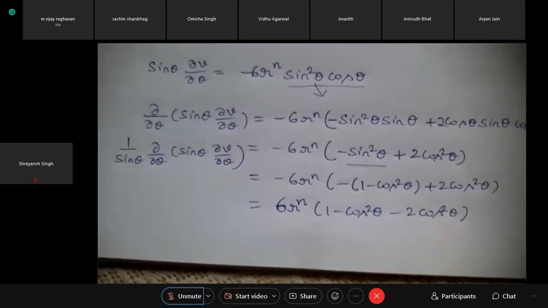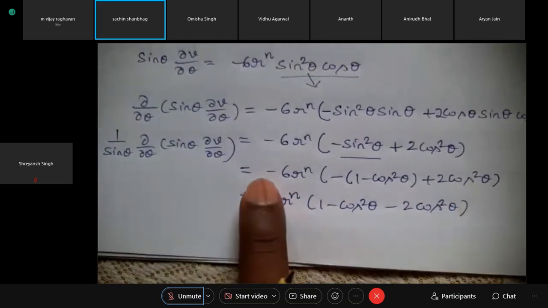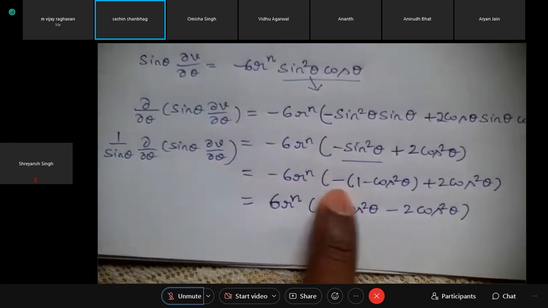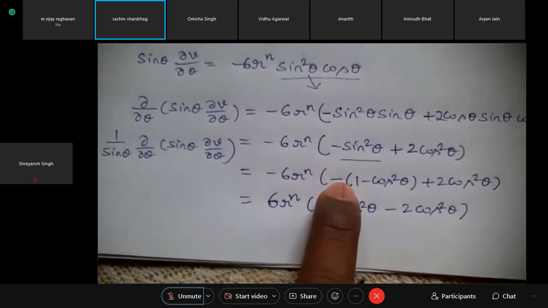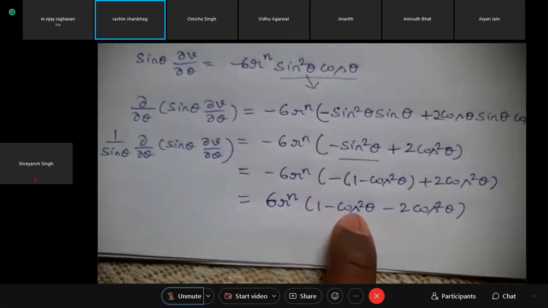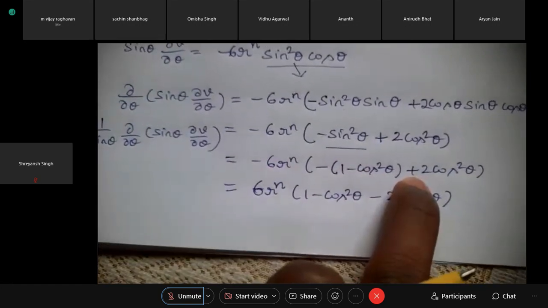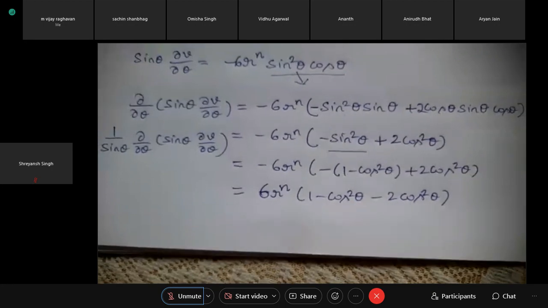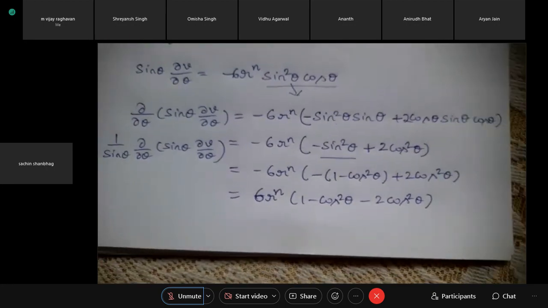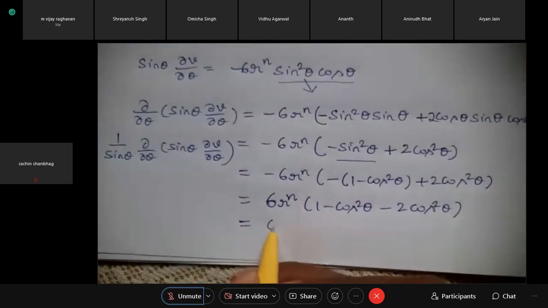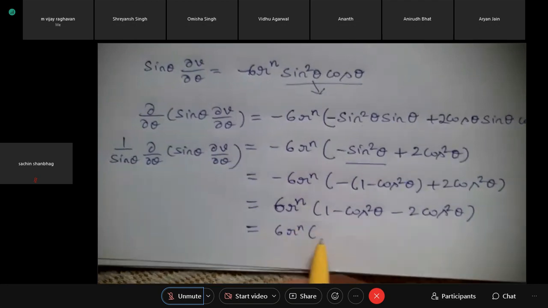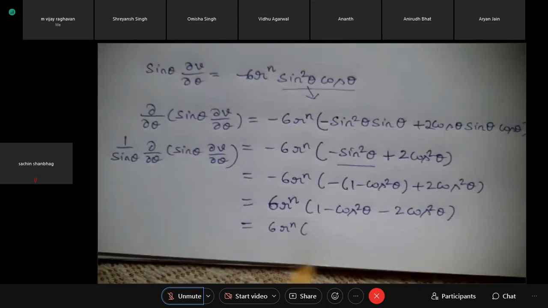Do you agree? Anything wrong distributing this negative sign inside now? Minus multiplied by minus becomes plus. Therefore, it remains as 1 minus cos square theta. And this negative sign multiplied by plus 2 will become minus 2 cos square theta. Hope it is correct. Yes, sir. Okay. Can we do some simplification inside this bracket now?